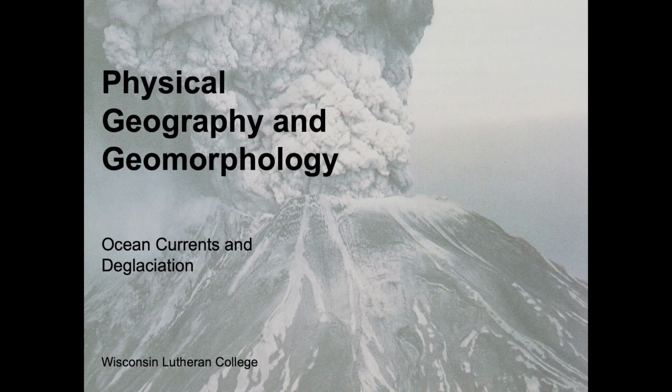In this lecture, we'll be taking a closer look at the nature of global ocean currents and their impact on global patterns of climate. The second part of the lecture will be focused on the process of deglaciation. So we'll be taking a look at how the last ice age has continued to impact the change over time of landscapes both in the northern and southern hemispheres.